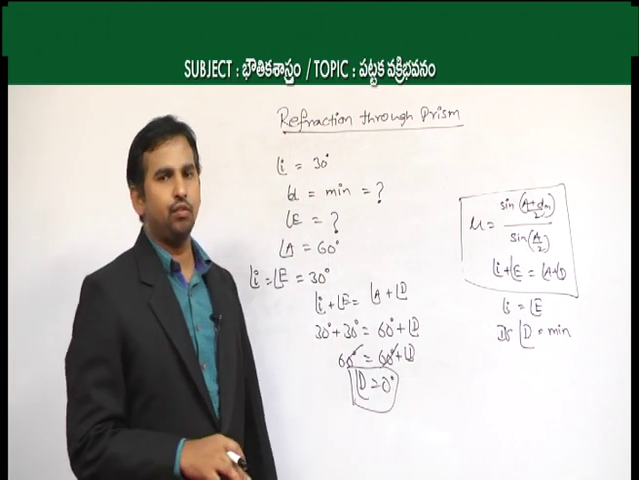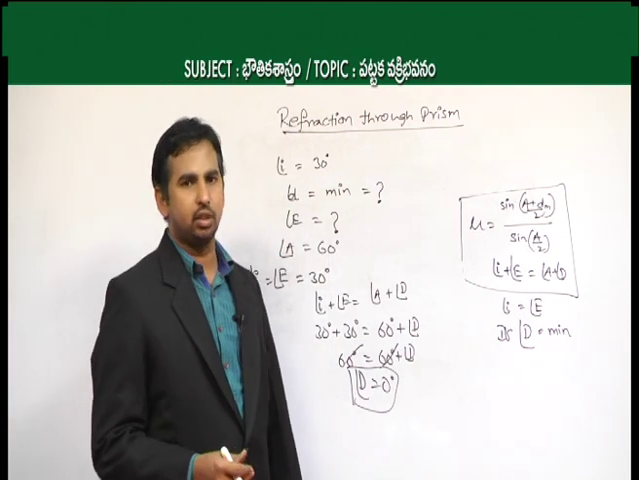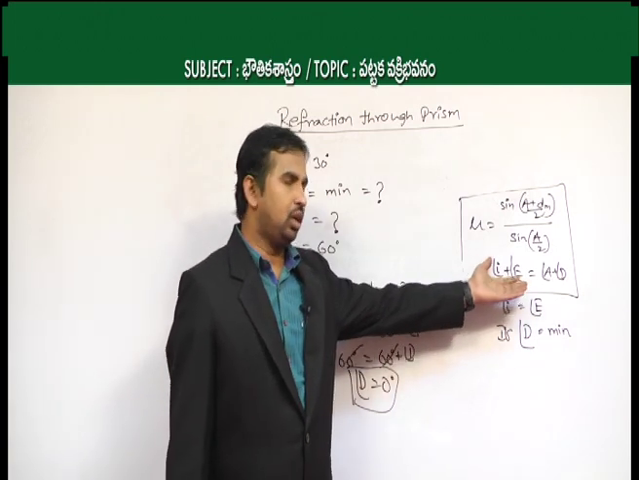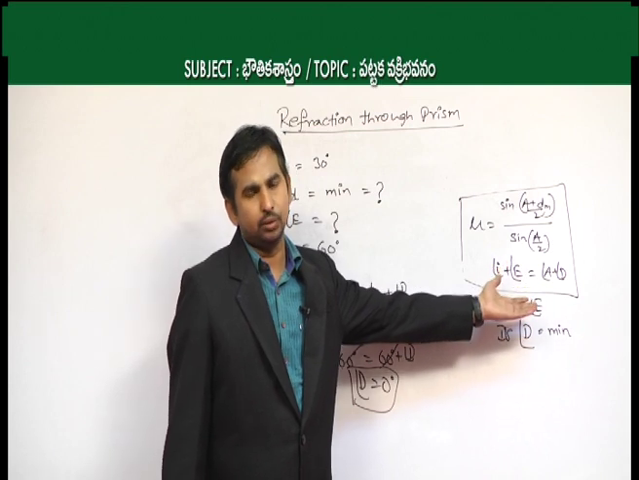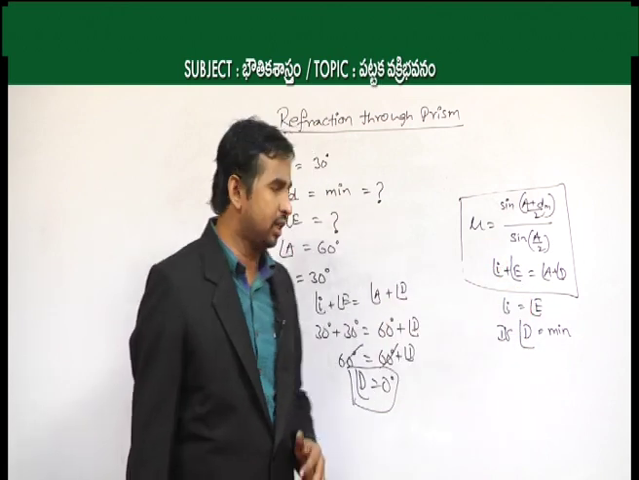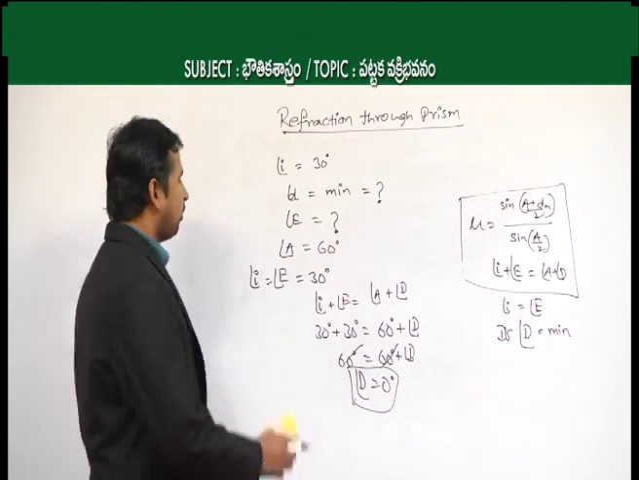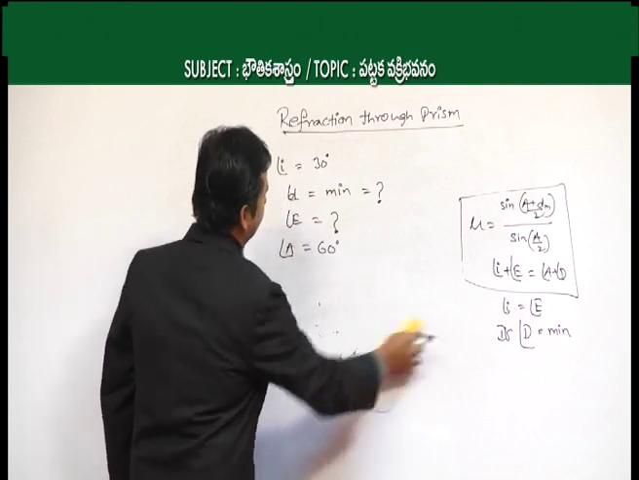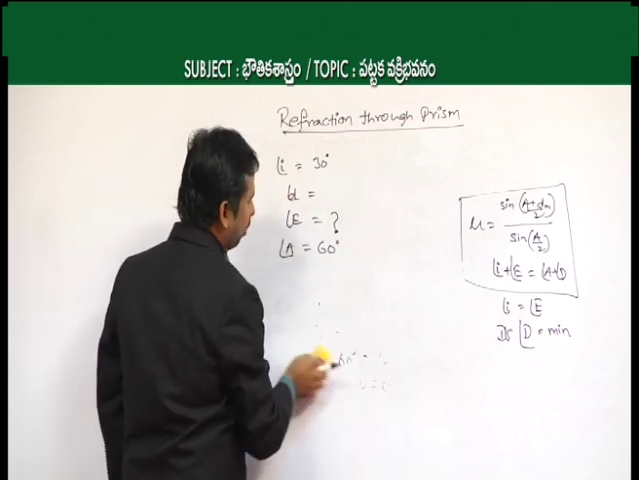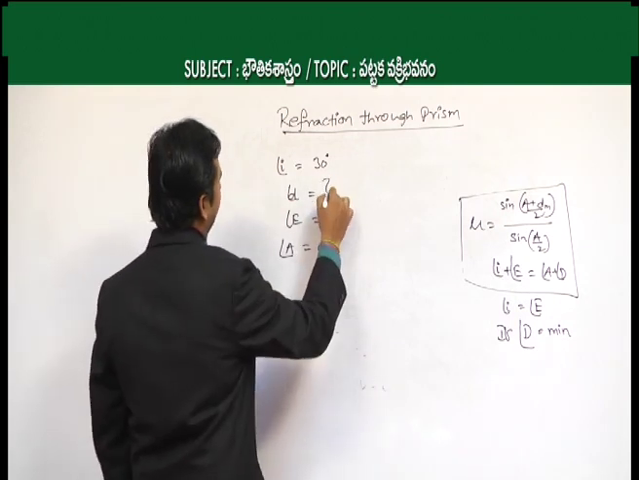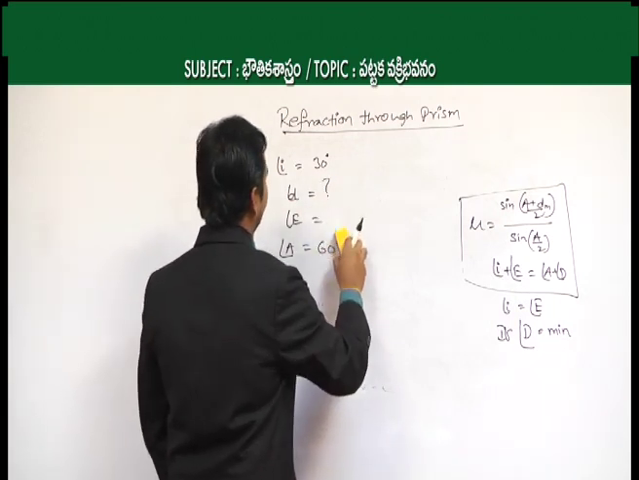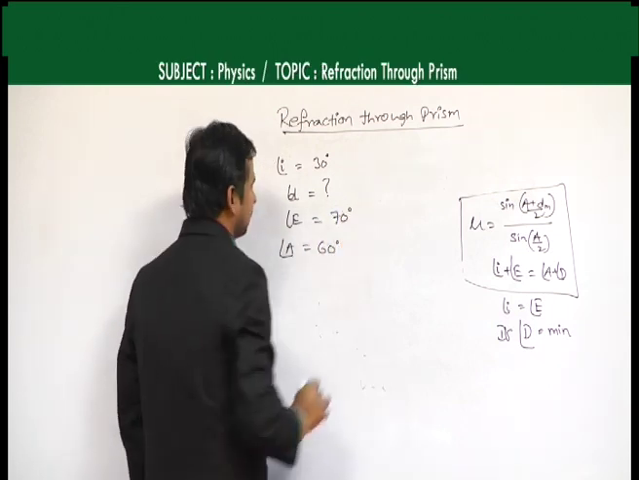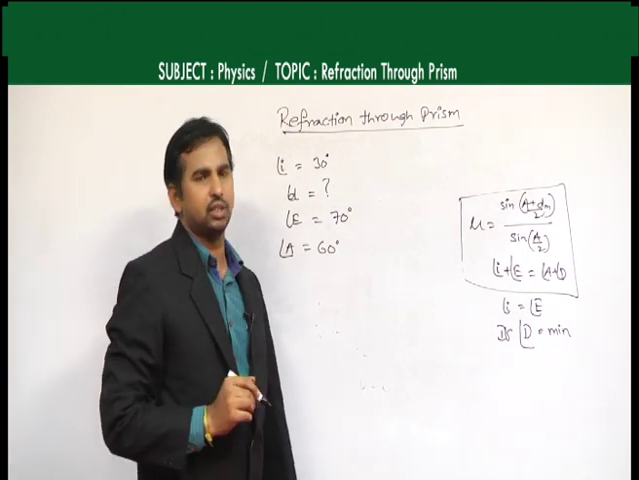Then in the same way, if they want to ask for different angles other than the minimum deviation, again we have to use the formula I plus E is equal to A plus D, which is the relation between the angles. For example, for the same question, if the angle of incidence is 30 degrees and the angle of deviation is not minimum, and the angle of emergence is given, let us say around 70 degrees, then we have to find the deviation angle.